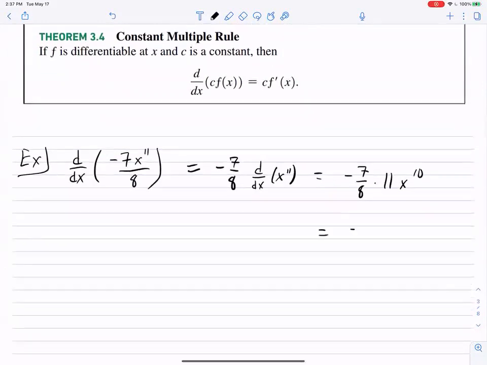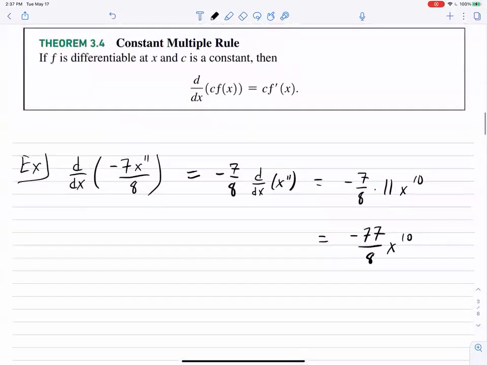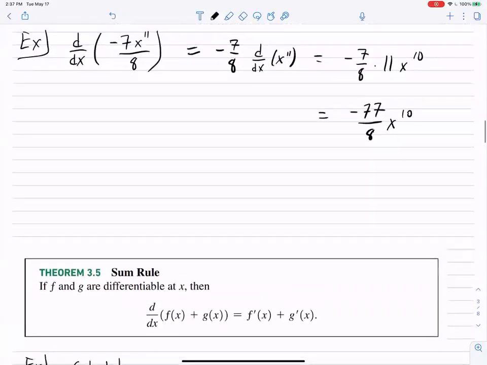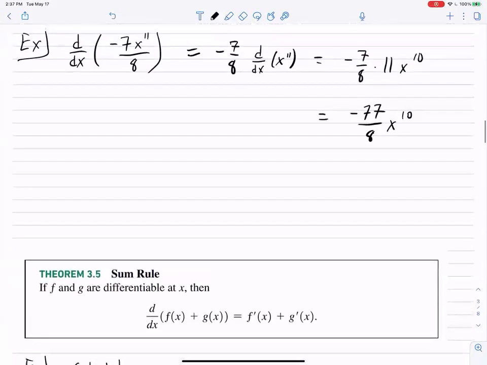And so if I really wanted to simplify that, I could write it as negative 77 over 8, and then x to the 10th power. And so that's how we can do the constant rule. How about the sum of two functions? Well, it turns out the sum of two functions does exactly what we want it to do. If you want to take the derivative of a function plus a function, you just take their derivatives separately.